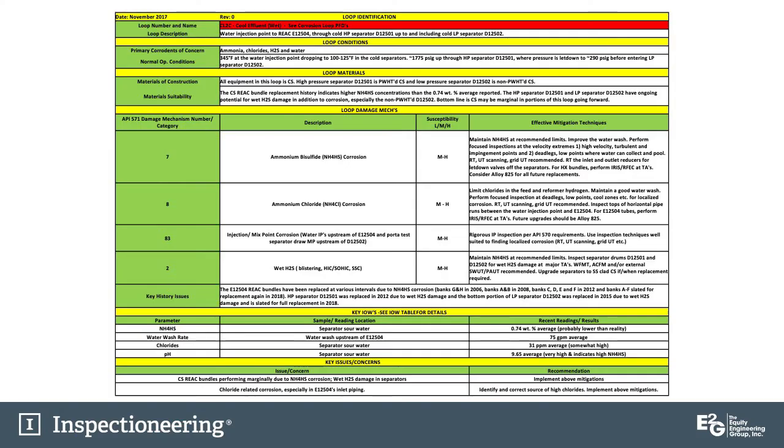So I think maybe that's enough on the introduction of what a CMD drawing can look like. Again, there are many different options to represent this, but you want your loops identified, you want your metallurgy identified, you want your damage mechanisms listed at the bottom of the drawing. But then again, for each of these loops, they should be accompanied by some more detailed information.